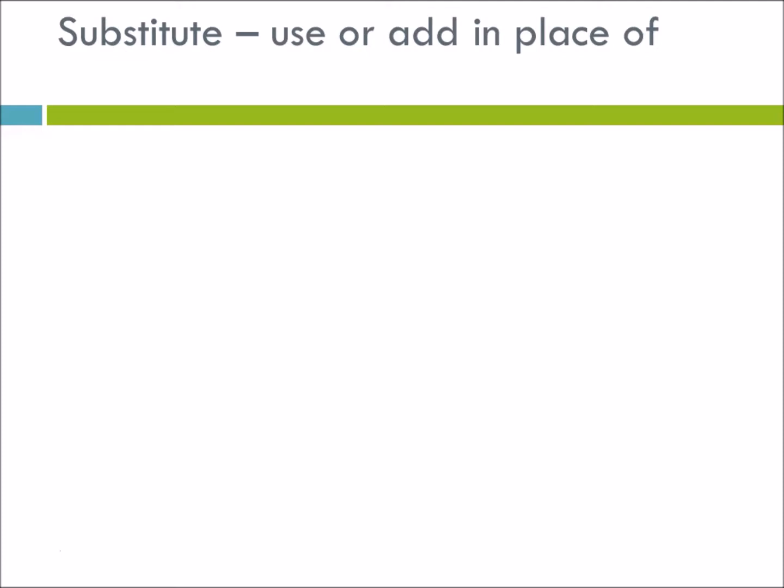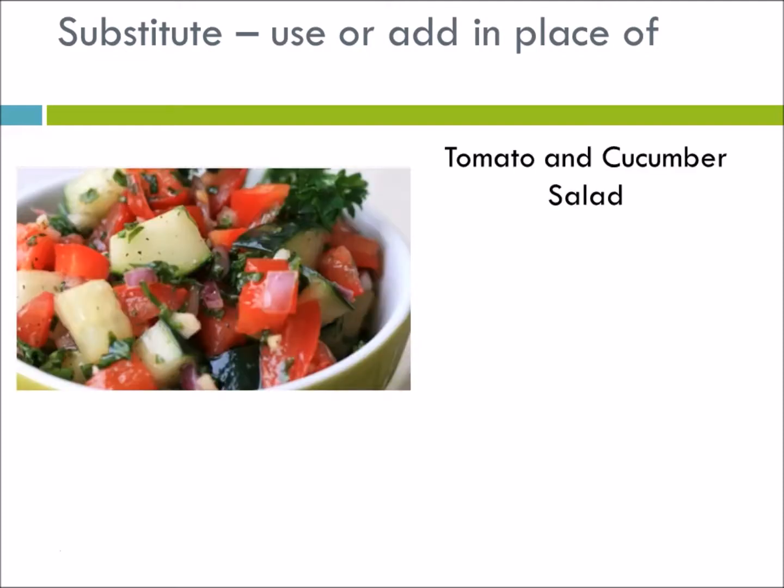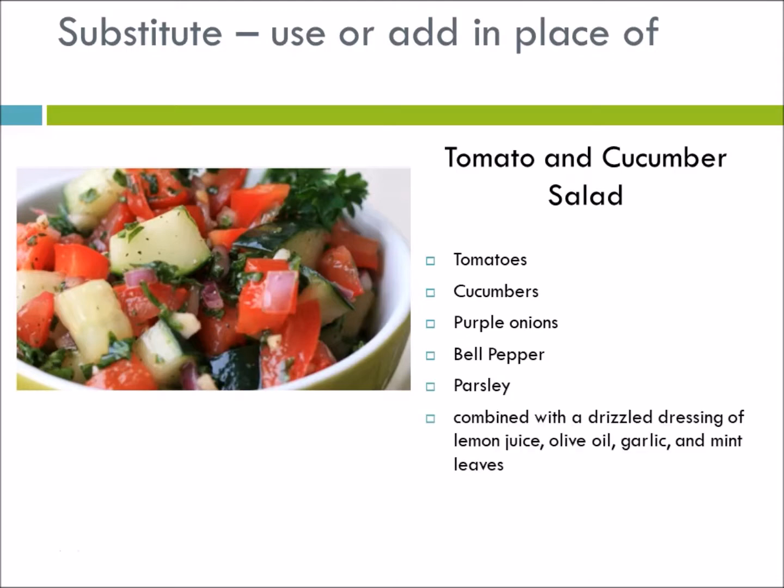So for example, let's say you're making a nice tomato and cucumber salad, and the ingredients call for tomatoes, cucumbers, purple onions, bell pepper, parsley, and a dressing that requires lemon juice, olive oil, garlic, and mint leaves. Now, if you do not have something, you can probably substitute it for something else. For example, most people won't have mint leaves in common, so they'll probably substitute it with either cilantro or some other flavorful leaves. Let's say you don't have purple onions, but you have shallots.